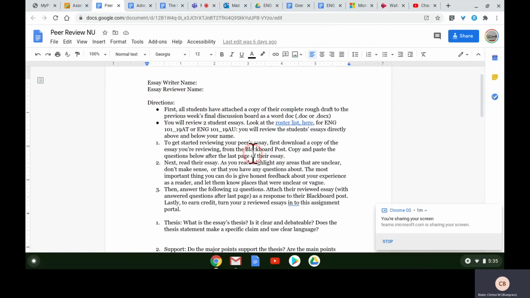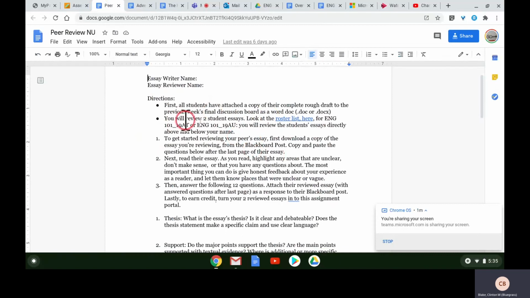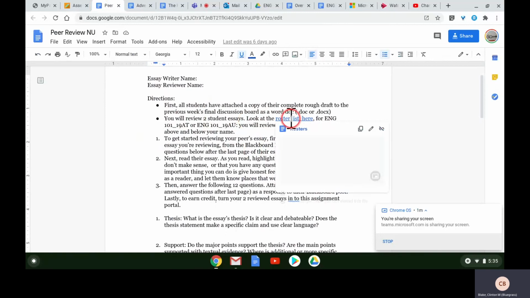So what you're going to do, here's your assignment. You are going to review 2 student essays. So how are you going to see whose essays you are going to review? That's the question, right? So what you do is you click on the roster list here. And this roster list, it's got 2 courses. You want to find yours, whether it's English 101, and then whatever section is yours. And you're going to find your name.